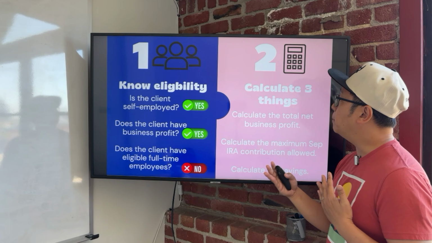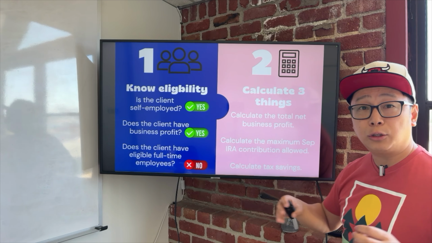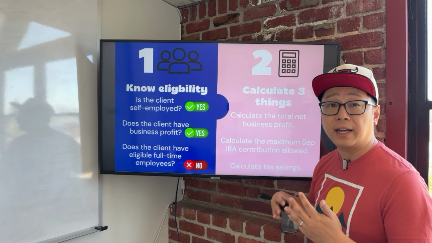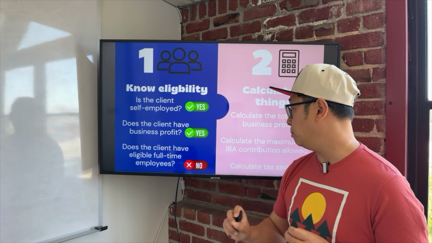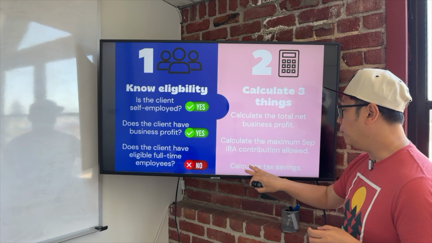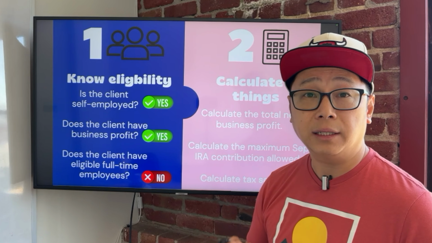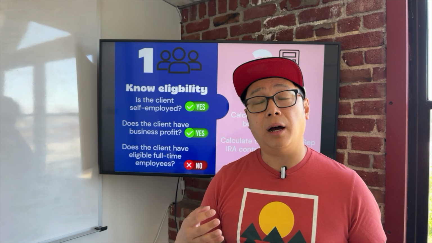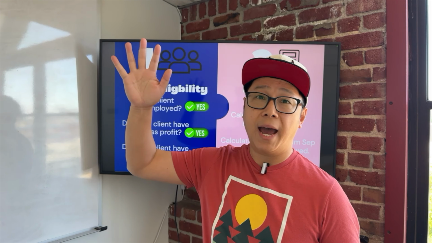The second step is that we want to calculate 3 different things. The first one is the total net profit, because that's how we get the maximum SEP IRA contribution allowed. But one thing that a lot of times gets missed by my employees is that we need to calculate the tax savings based on how much they put into their SEP IRA, because I like to give clients a choice. It's not max or nothing, right?